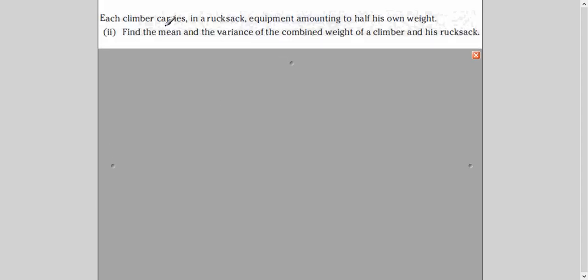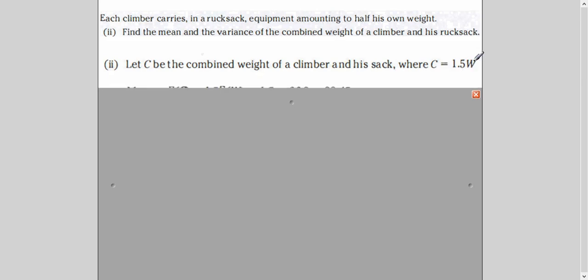Now part 2 of the question is saying each climber carries in a rucksack equipment amounting to half of its own weight. Now this is interesting. It will make a case of multiple. So amounting to half of his own weight. So if I'm a climber, what is my weight? If I'm considering it as 1 and equipment is half, so altogether my weight will be 1.5 of rucksack weight, right? So altogether my weight, because it is my weight and rucksack, so it is 1.5 of W.